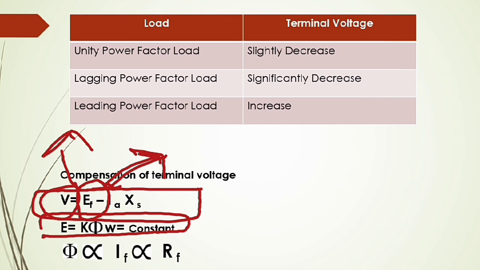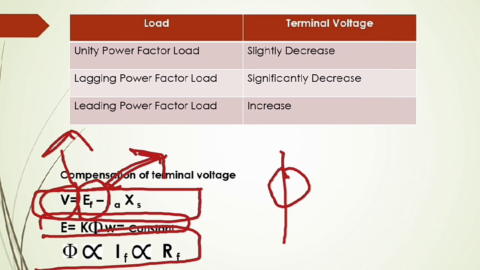So we have two options: either we control the flux, or we control the speed of the prime mover. With every change of load, it is impossible to control the prime mover speed, so we have only the option to control the flux. Flux is directly proportional to IF, the field current, and field current is controlled by RF, the field resistance, which is a resistance connected with the field winding.